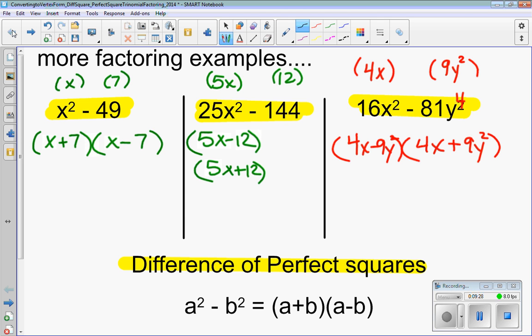Look at the back. Which ones? Which numbers do you see? 31. Would you agree that 31 on the back is a difference of squares problem? Do you recognize why?